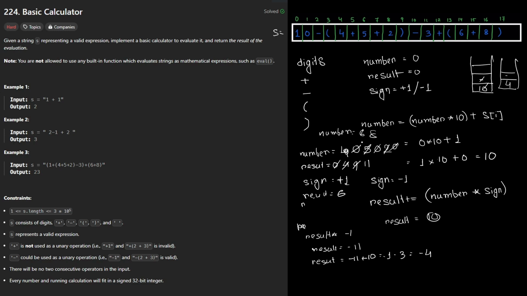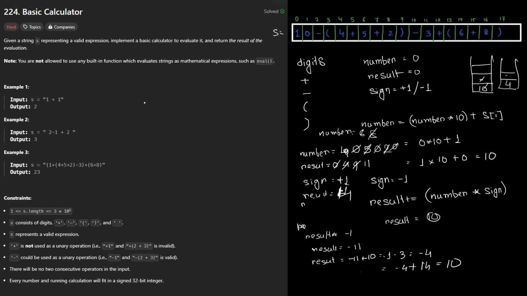Then again we got a bracket. Once we're getting that bracket, that basically means this number is going to get removed and it is going to get added to 14. So our initial result would be 14, but we are closing that bracket. Closing that bracket would mean that our result, which is minus 4 now, would be minus 4 plus 14, so it would be 10.